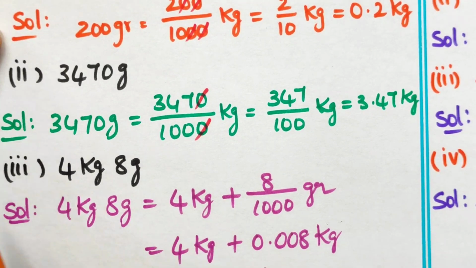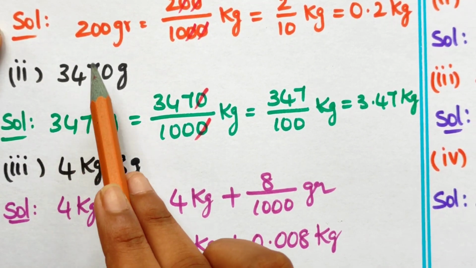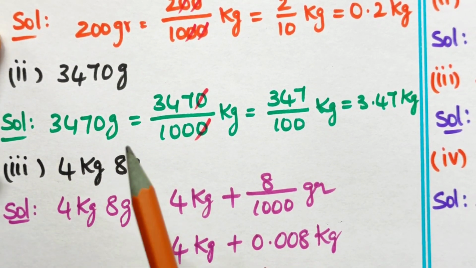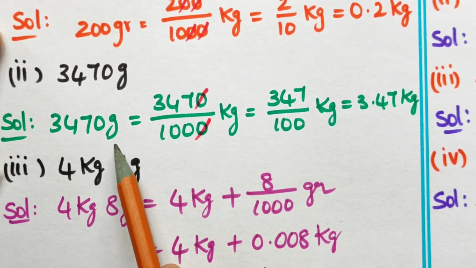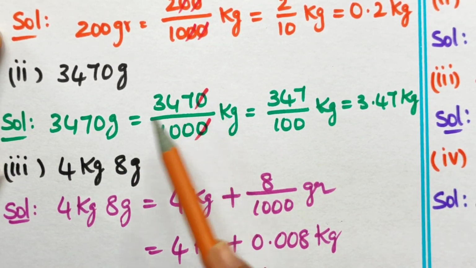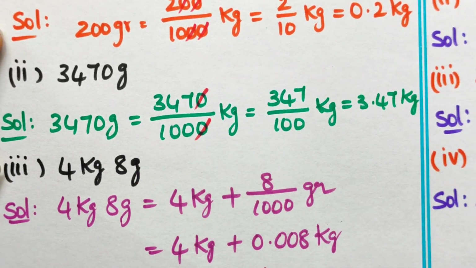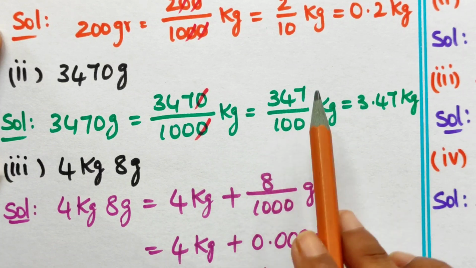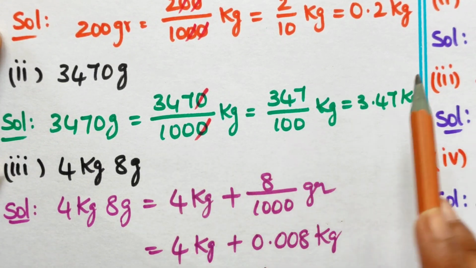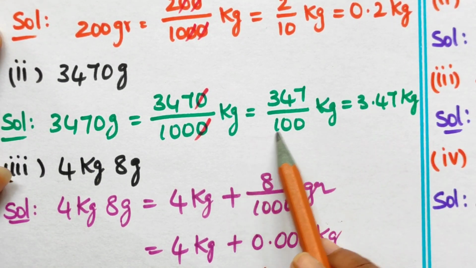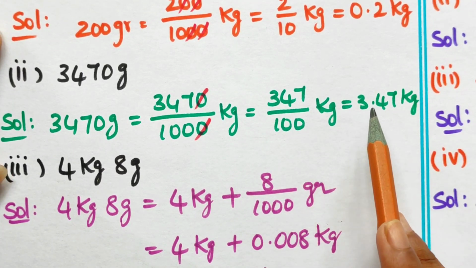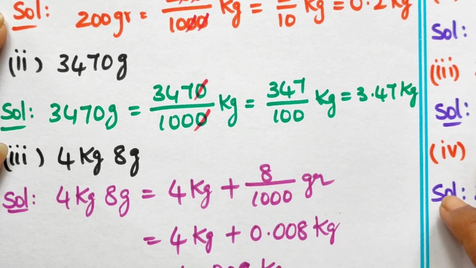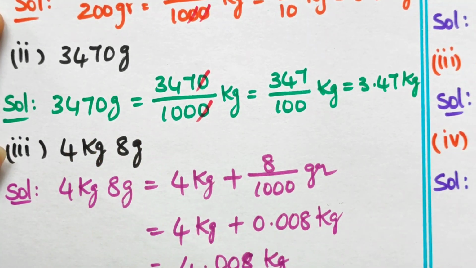Okay friends, now let us see the second bit. 3470 grams. 1 gram is equal to 1 by 1000 kg. Then 3470 grams is equal to 3470 by 1000 kg. Let us cancel zeros which are at last. The left of the fraction is 347 by 100 kg. Now by converting this fraction into decimal we get 3.47 kg. With this second bit gets completed.